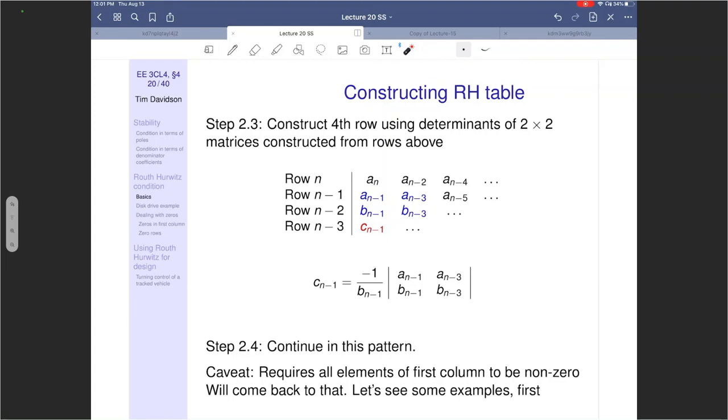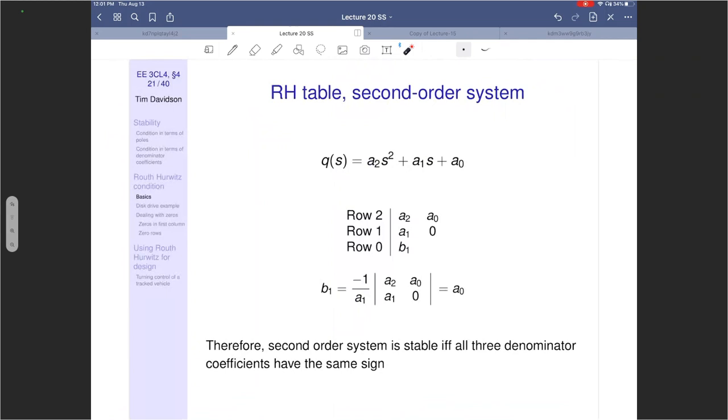You will continue this pattern to evaluate all the elements in the table, essentially the non-zero elements. Once you start seeing zeros, you will simplify very quickly. But after that, you would be essentially looking at the first column of the table to see if there are any sign changes or not. Let's see some examples here.